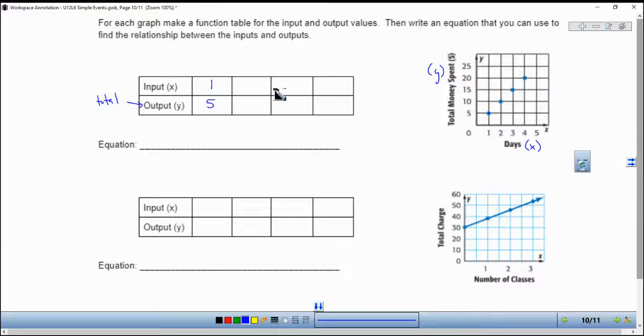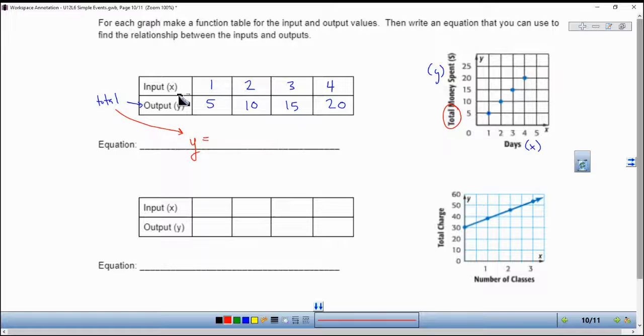2 days would be 10. 2 days, you'd spend $10. 3 days, you'd spend $15. And 4 days would be $20. So let's think about what's happening here. Y is the total. And you can see it right here too. Y is the total money spent. So Y, the total, is going to be by itself. I'll just draw another arrow there.